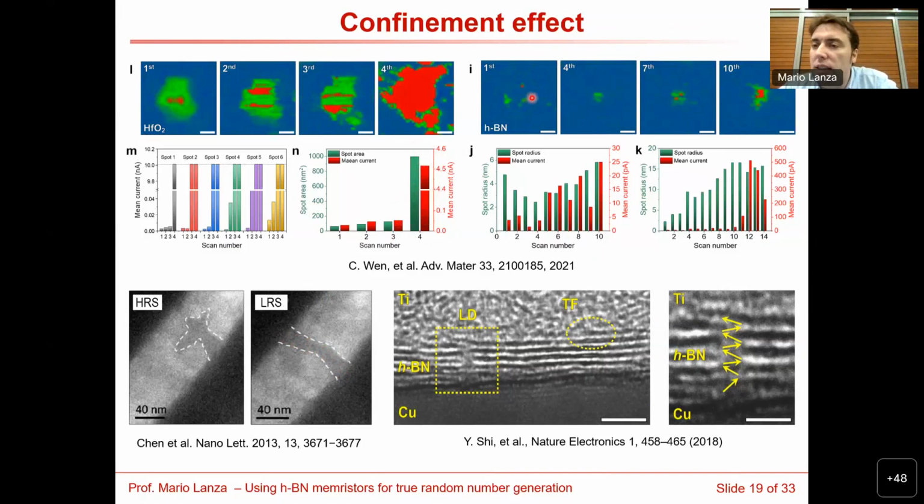In the boron nitride, it doesn't happen like this. In the boron nitride, this filament grows laterally, but very, very little. This lateral increase is very small, and I need to apply many more current scans, which means that there is a confinement effect. This current can flow across this, but this doesn't expand, probably because this layered material is very stable, and this thing cannot propagate laterally. It just stays confined across this defect. This is a very interesting phenomenon that doesn't take place in amorphous metal oxides like hafnium oxide.